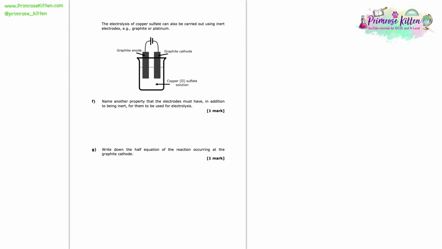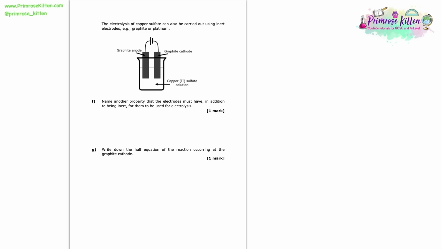The electrolysis of copper sulfate can also be carried out using inert electrodes, for example, graphite or platinum. So here you can see we've got a little diagram of us doing it all again, but this time instead we have graphite cathodes.